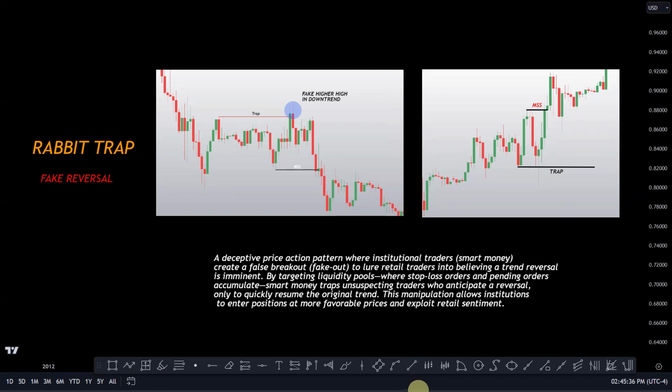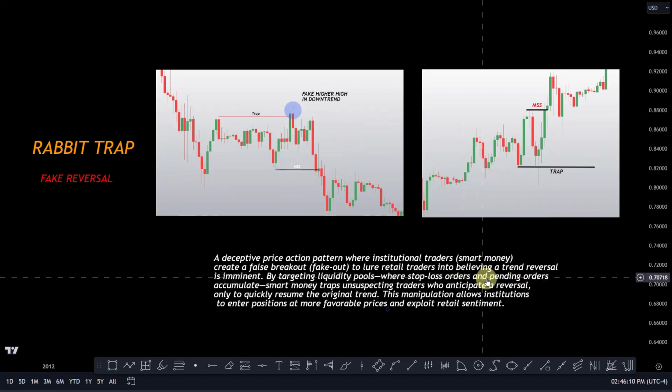Rabbit trap. Rabbit trap is a fake reversal. That means it's a fake indication of a reversal which basically traps the traders. So a rabbit trap is a price action pattern where institutional traders create a false breakout to basically trap traders into believing in a trend reversal, by targeting liquidity pools that are below the lows where major sell stop orders are basically lying, and that are above the highs where major buy stop orders are basically lying.